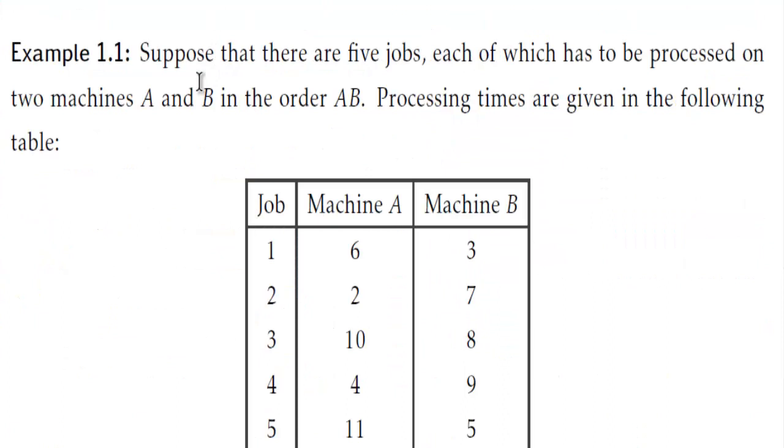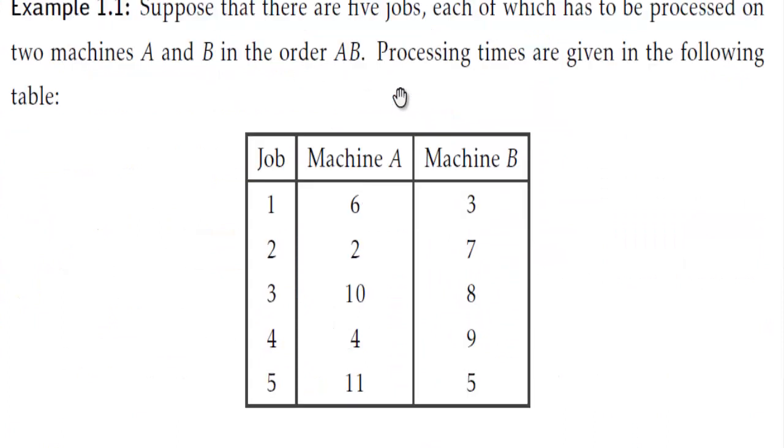So the question is, suppose there are 5 jobs, each of which has to be processed on 2 machines, machine A and B, and the order is given. So the order is AB, you have to understand that. That means you have to first assign A then B. If it is BA, then you have to assign first B then A, but the order is given, we have to understand the order. Processing times are given in the following table. This is the processing time of each and every job.